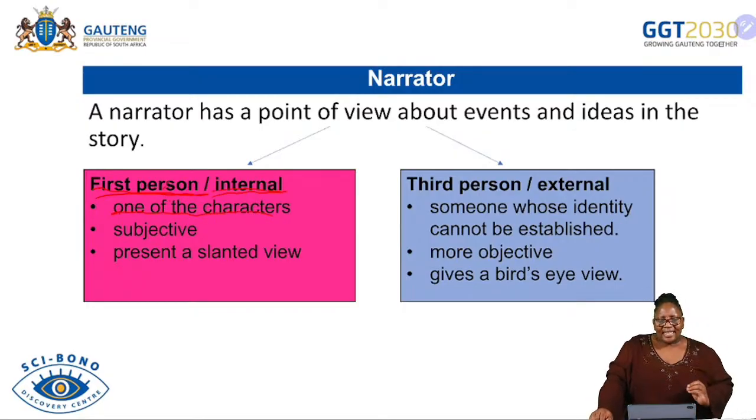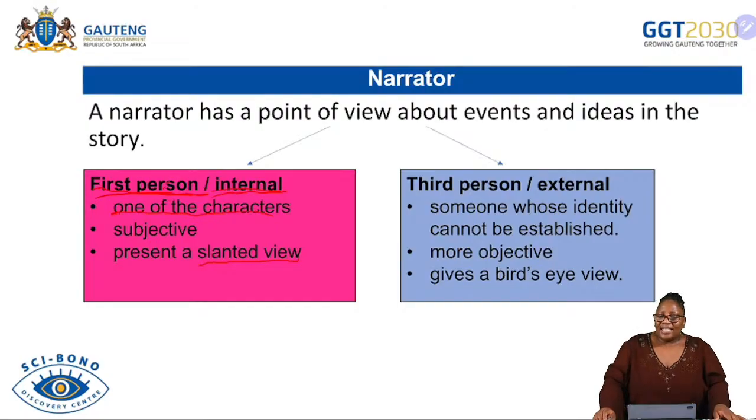The person gives us a subjective view of what the story is all about, or rather is presenting a slanted view of events. If you were to tell your own story, learner, you are going to tell it from your point of view, favorable to you.